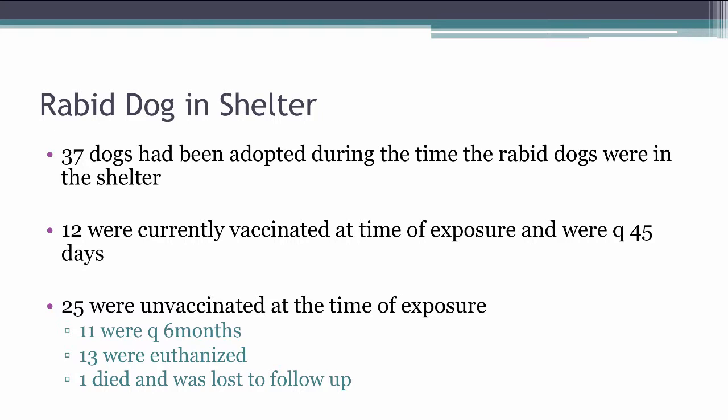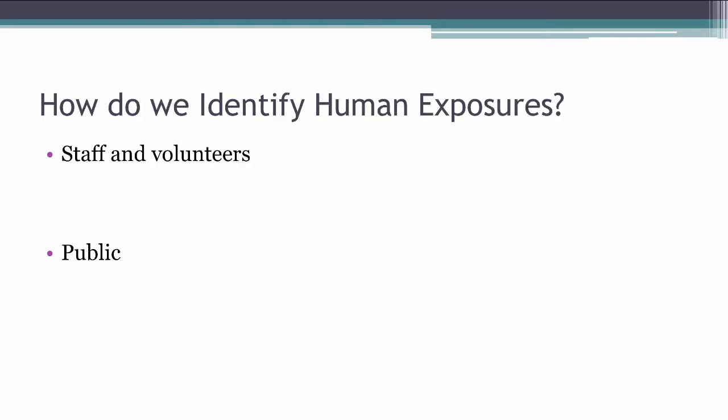This is a zoonotic disease, right? So we're not done. We need to think about the people. So we've got a lot of staff, a lot of volunteers, we've got a lot of public. How are we going to identify which people might have been exposed? So what about our staff and volunteers? What information can you turn to? Anybody? Ask them. You can interview them.